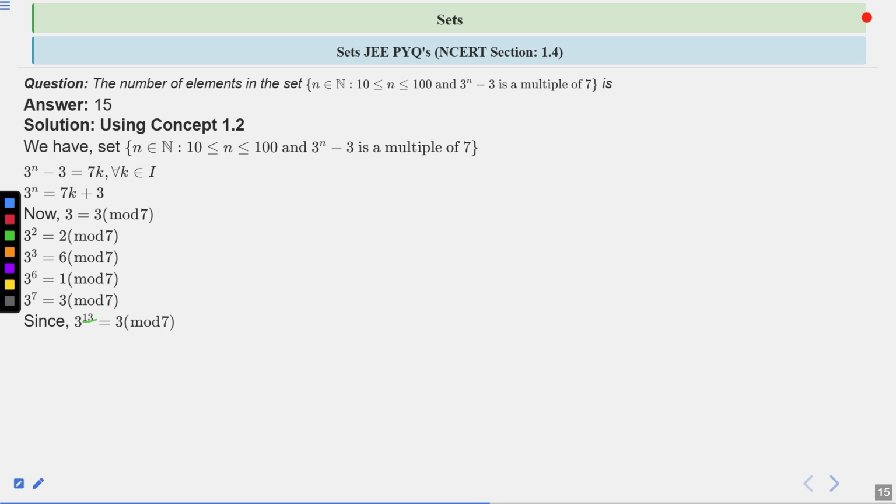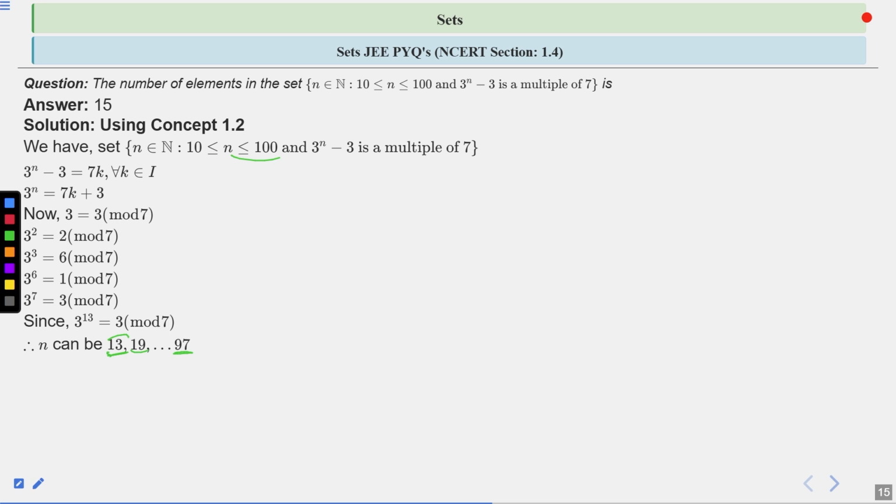Now following the same pattern, n is 13 and 19. If you add 6 to each number, you will get the next number. Adding 6 to 13, you get 19. Adding 6 to 19, you get the next, 25, and so on till 97.